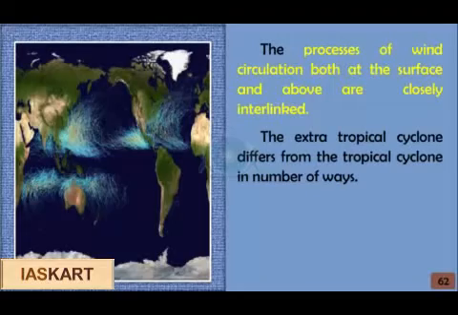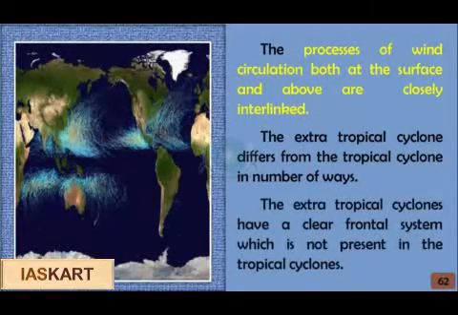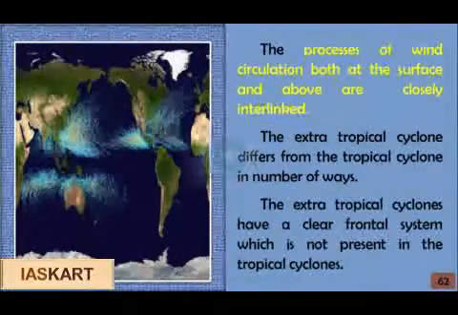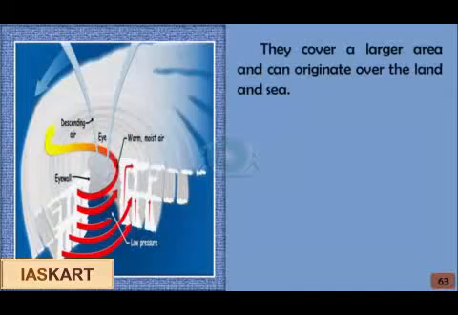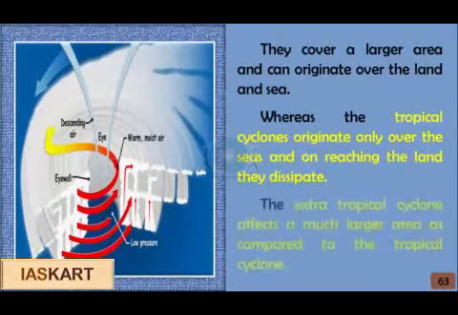The extratropical cyclone differs from the tropical cyclone in a number of ways. The extratropical cyclones have a clear frontal system, which is not present in the tropical cyclones. They cover a large area and can originate over the land and sea, whereas the tropical cyclones originate only over the seas, and on reaching the land they dissipate.